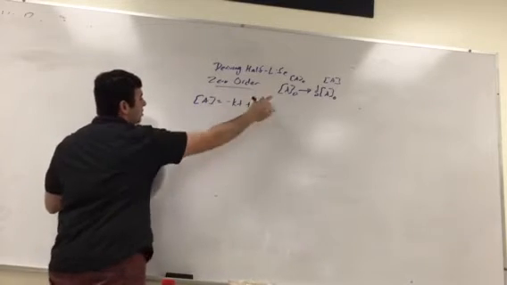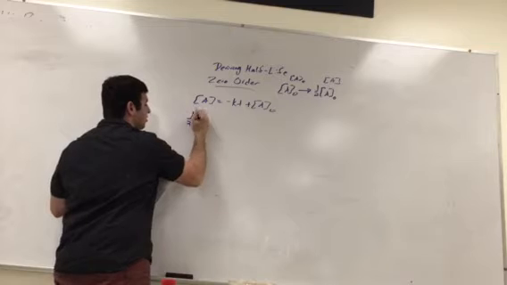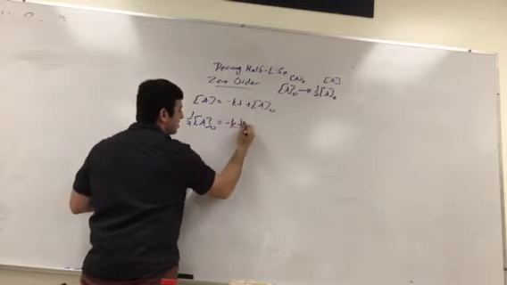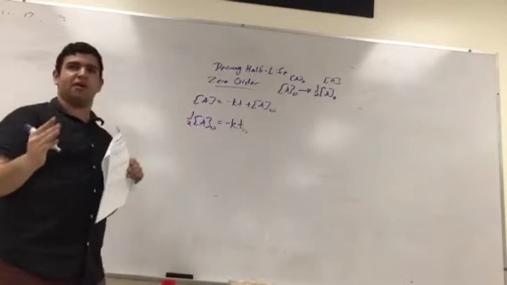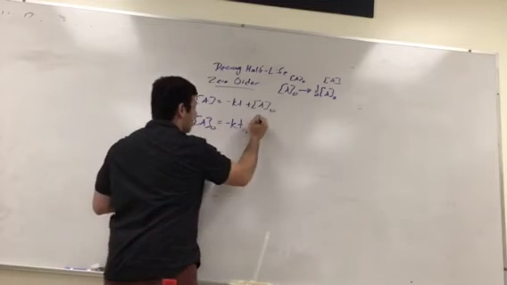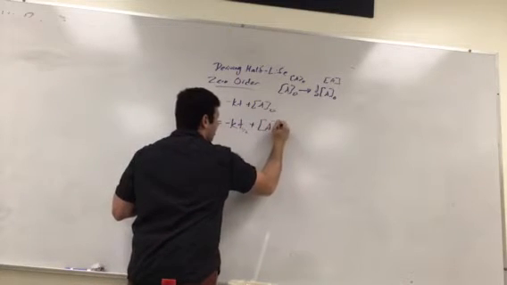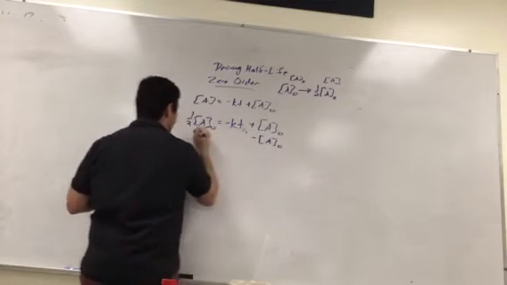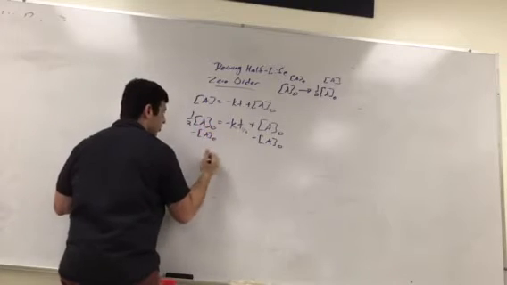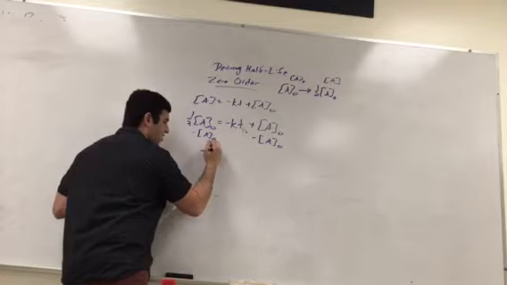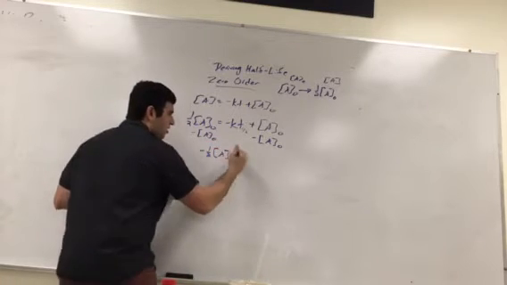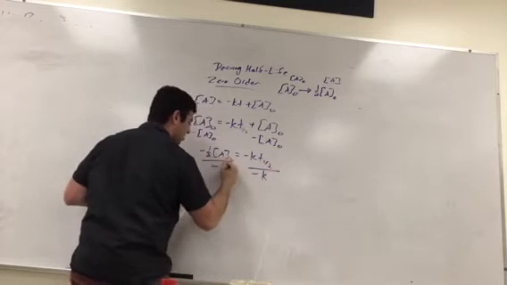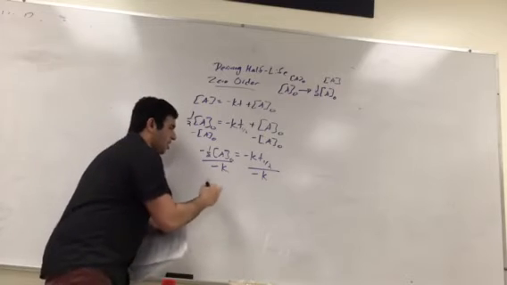So A is 1/2 A naught, which equals negative KT. I'm going to write T 1/2 just to say that's the half-life, right? I'm just specifying over here. Plus A naught. Then I'm going to subtract A naught on both sides, so I should get half minus 1, which is negative half, equals negative KT 1/2. So I'm going to divide by negative K on both sides.